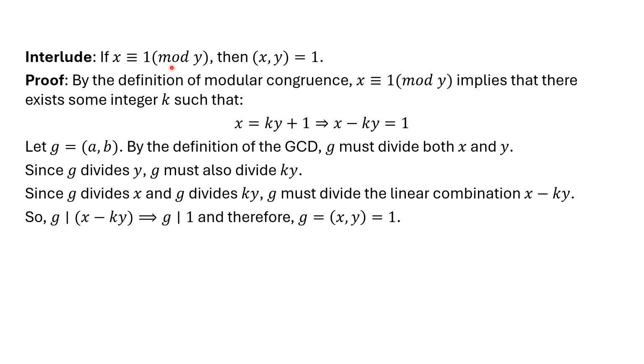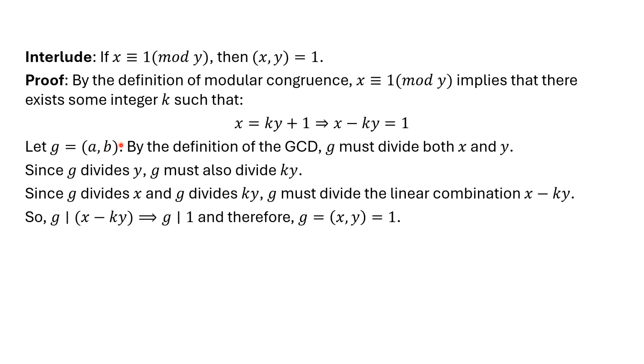So let's prove the statement I made on the previous slide. If x is congruent to 1 mod y, then the GCD of x and y is 1. That's what I had claimed. It's not too hard to prove, but it takes a little bit of work. By the definition of modular congruence, if we're given this, then there exists some k such that x equals ky plus 1. And we can write that as x minus ky equals 1.